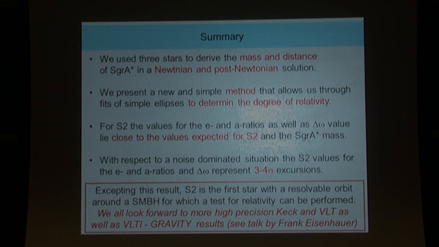And summary. So we got mass and distance both with Newtonian and post-Newtonian solutions. We developed a new method to determine the degree of relativity from orbits. And we got a measure that is probably a 3 to 4 sigma event that indicates that the relativity quantities are of the order of what you would expect them to be. So if that is true, and if you accept that, then S2 would be the first star for which that could be done. And it can only get better.